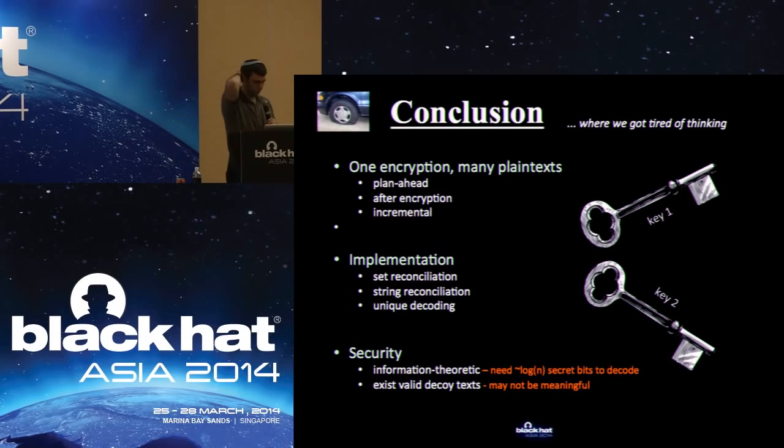Let me just summarize what we have here. I have a technique where you can encrypt your text with one encryption, and that encryption can be decrypted into many different possible texts: the text that you had in mind, and possibly a whole bunch of other decoys, depending on what key you use. The implementation and code that I have available is based on 3 works that we have: one on set reconciliation, string reconciliation, and unique decoding. The security here is information theoretic in nature, meaning the adversary has no way of proving that you had one text versus another unless he has some side information. You can generate a whole bunch of decoys, though not all of them might be meaningful.